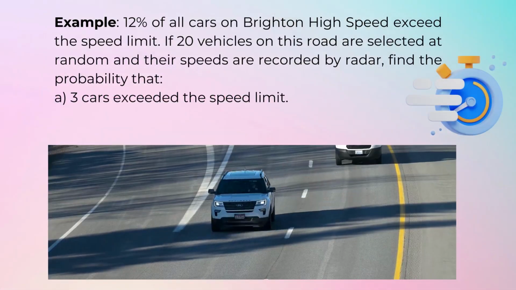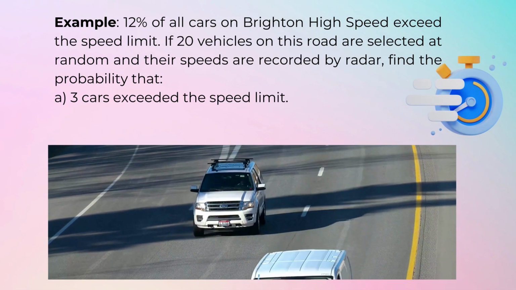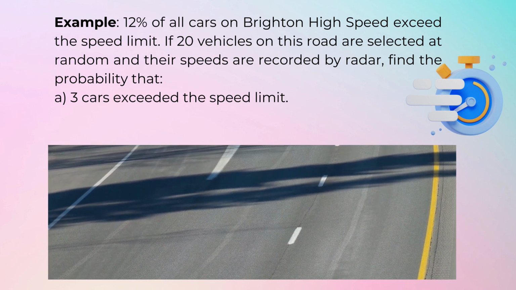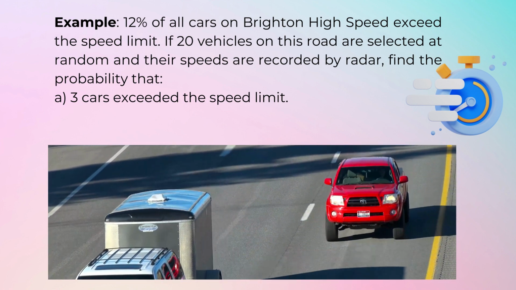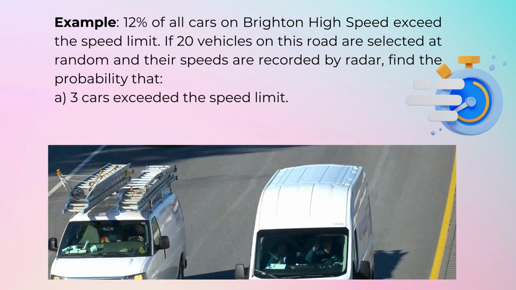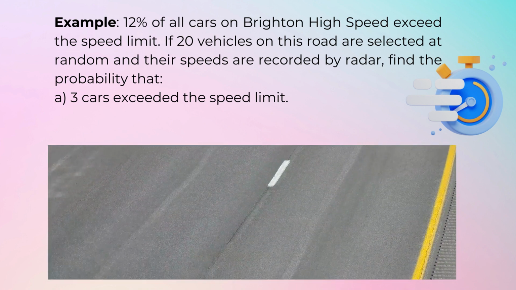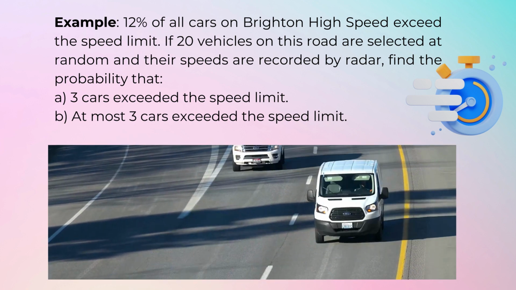To better understand, we come up with an example. 12% of all cars on Brighton High Speed exceed the speed limit. If 20 vehicles on this road are selected at random and their speeds are recorded by radar, find the probability that A. 3 cars exceeded the speed limit. B. At most 3 cars exceeded the speed limit.